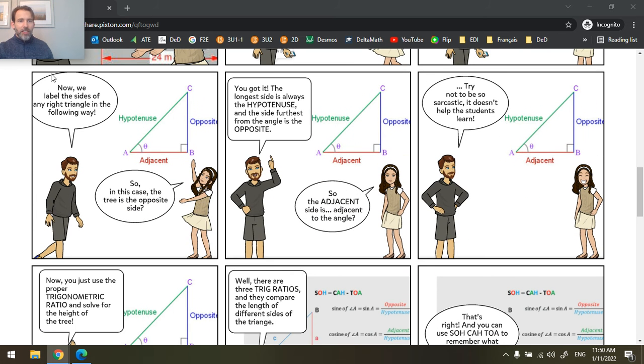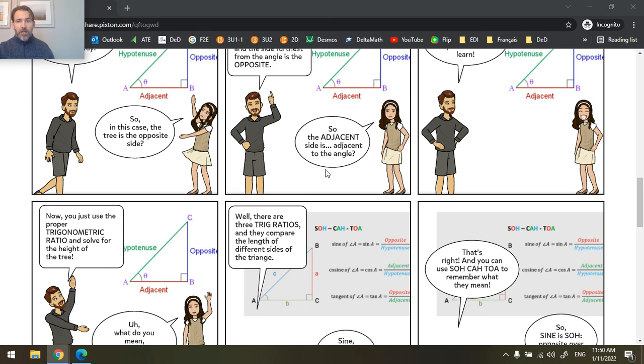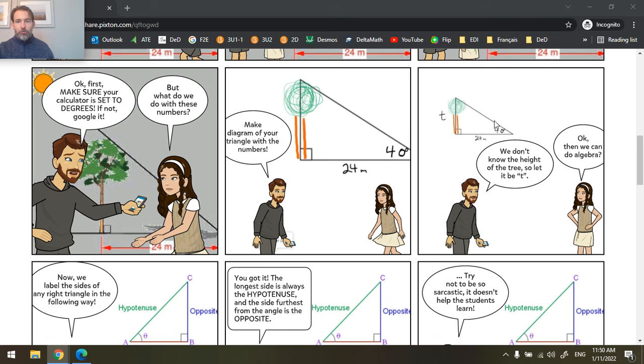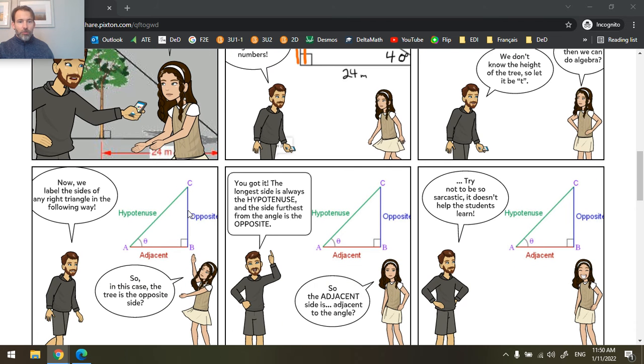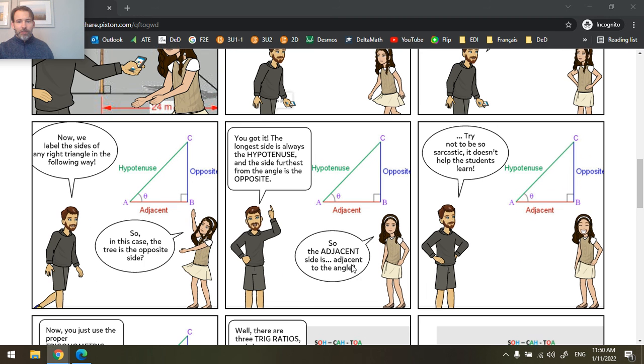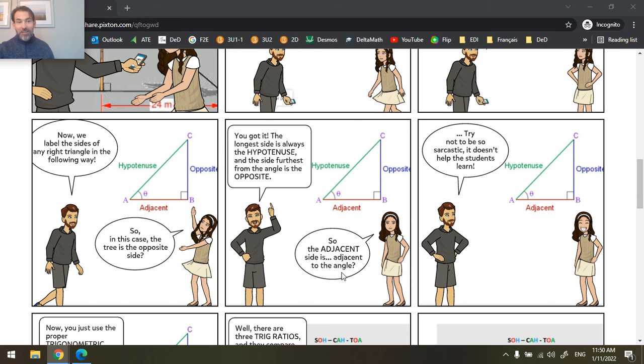Now we label the sides of any right triangle in the following way. In this case the tree is the opposite side. Sometimes you need to be able to rotate triangles in your mind or move them around. The tree is the opposite because it's opposite the angle. The longest side is always the hypotenuse, and the side furthest from the angle is the opposite. So the adjacent side is adjacent to the angle.